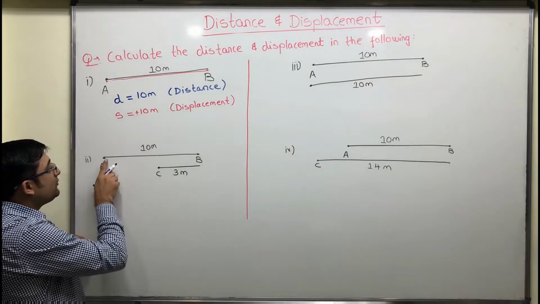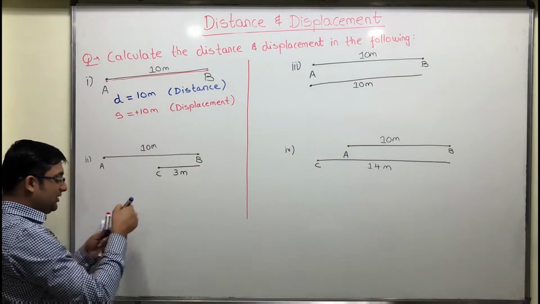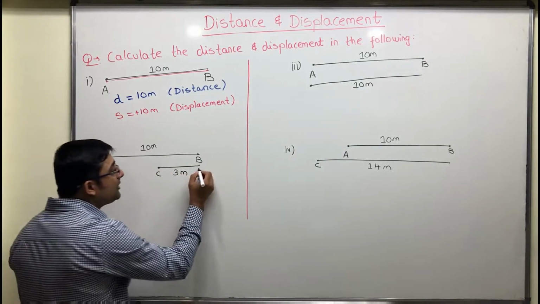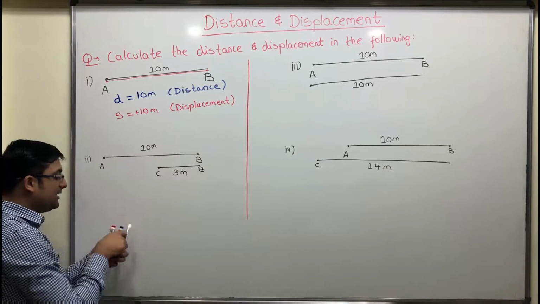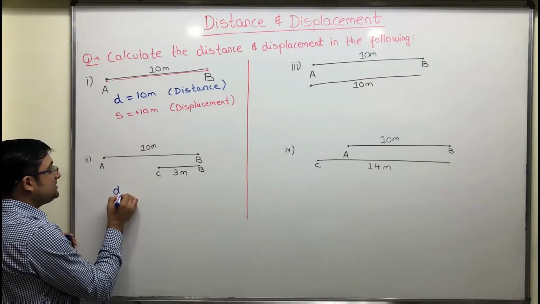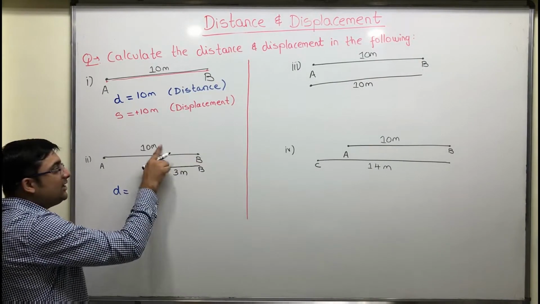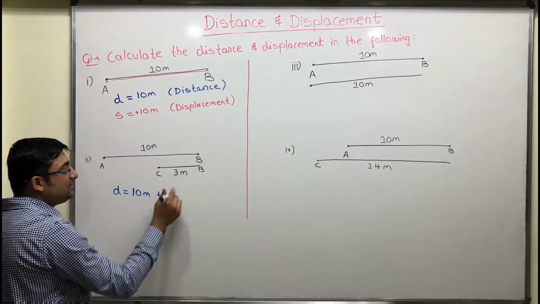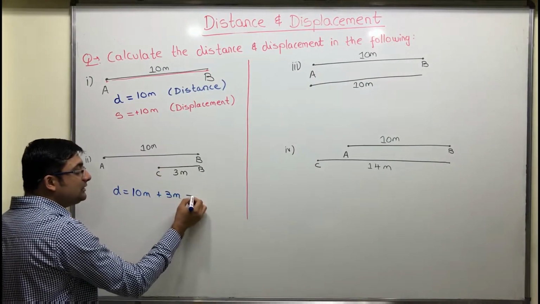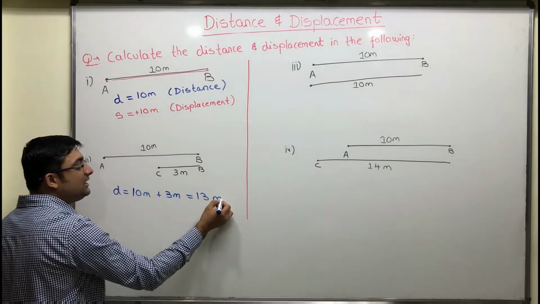Here the person is going from A to B and then from B to C. See, this over here is the same point, guys. Don't get confused. It is just B over here. So he's going from A to B and B to C. So what is the distance traveled? First you go from A to B, that is 10 meters. Then you go from B to C, that is another 3 meters. So the distance traveled is 13 meters.